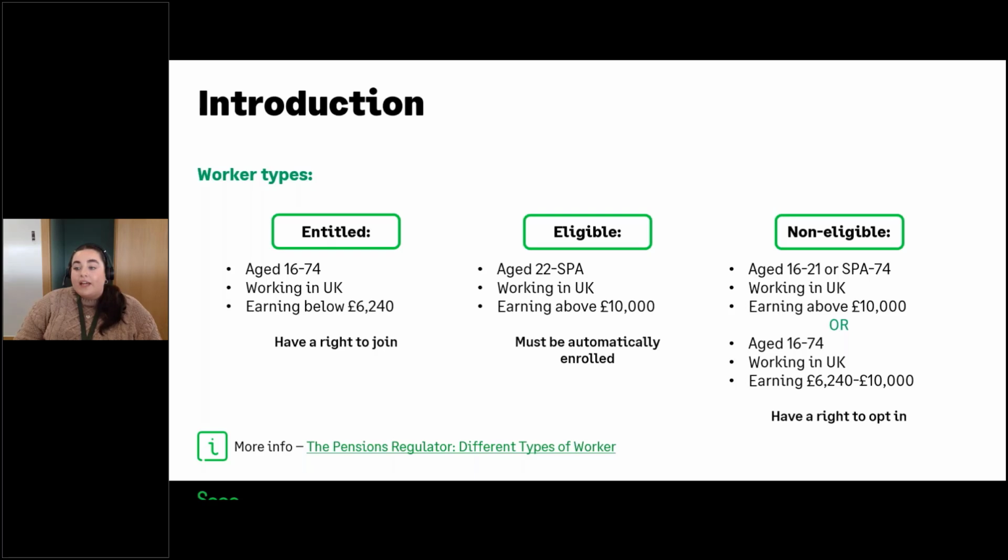Eligible employees are going to be aged 22 to state pension age, working in the UK, earning above £10,000. And these are the employees that must be automatically enrolled into your pension scheme. You've then got non-eligible employees too, so these are going to be either 16 to 21 or state pension age to 74, working in the UK earning above £10,000, or they're going to be aged 16 to 74, working in the UK earning between £6,240 and £10,000. And these employees who are non-eligible have got the right to opt into your scheme. So those are your 3 worker types.